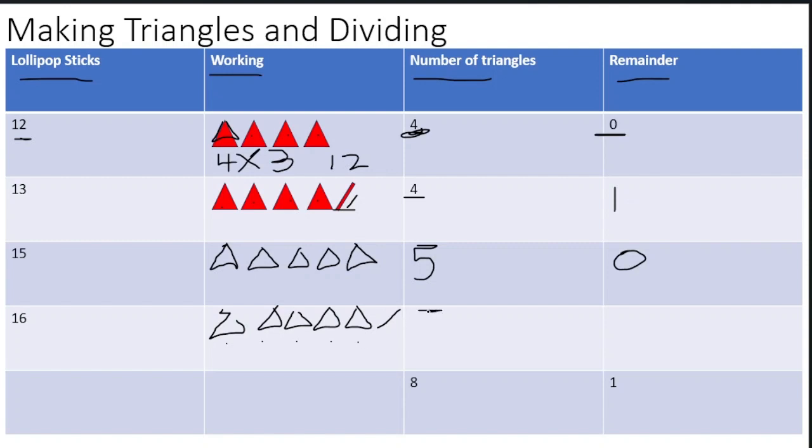So let's put the number 5 in there as well. And our remainder this time is the 1 that we have on that end. So we have a remainder of 1. So 16 lollipop sticks makes 5 triangles with 1 remainder.